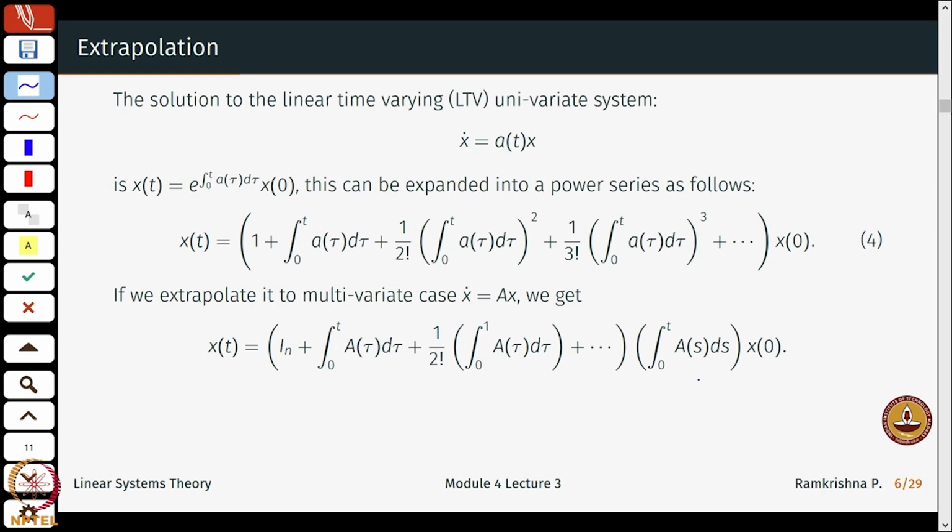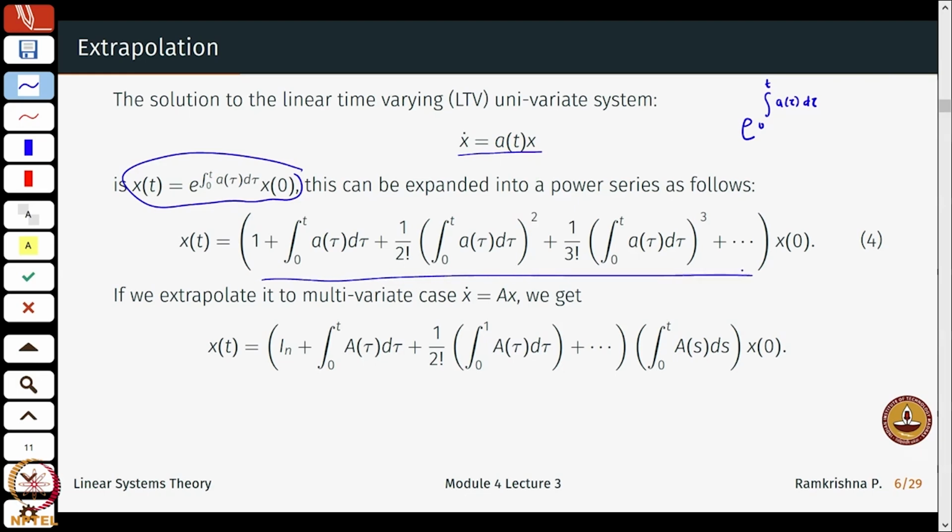So, let us start again with this. x dot is a times x, where x was of this form. Now, I can look at this exponential here. I have another exponential with an integral sign, e to the power integral of a of tau d tau. Now, I can always expand this with the formula of the exponential, and I get something like this.